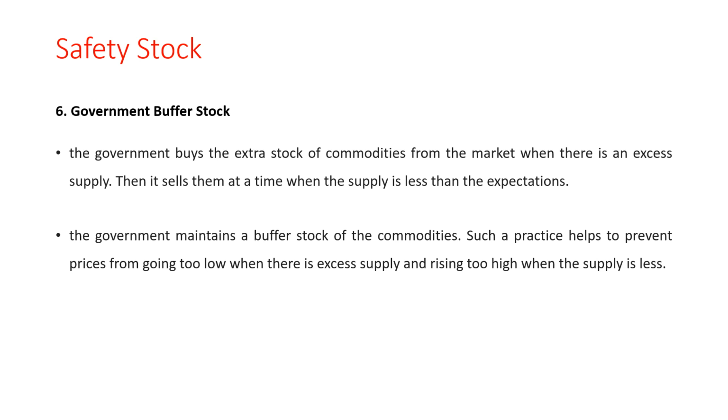So in all, we can say that it helps to stabilize the prices of essential commodities, and it also helps in times of natural crisis to continue the supply of essential items at reasonable prices. So this is the government buffer stock in the safety stock.